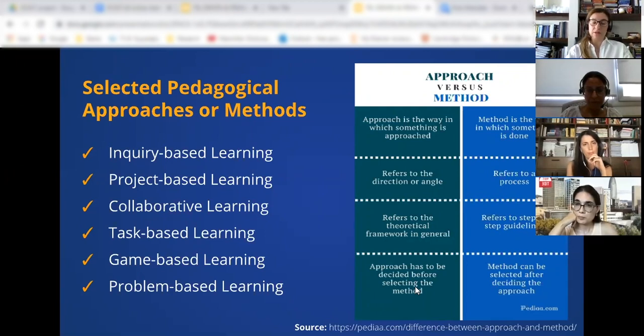Now, based on the most popular and most prevailing learning theories nowadays, which revolve, as Androulla told us, around social constructivism, connectivism, and let's say experiential learning, these are some of the most popular pedagogical approaches or methods. We have inquiry-based learning, project-based learning, collaborative learning, task-based learning, game-based learning, and problem-based learning on our list here. A common characteristic of all these methods are their learner-centeredness and their interactive character, but also the fact that they can be really effective and successful when supported by the use of technology. So in other words, in technology-enhanced learning contexts.